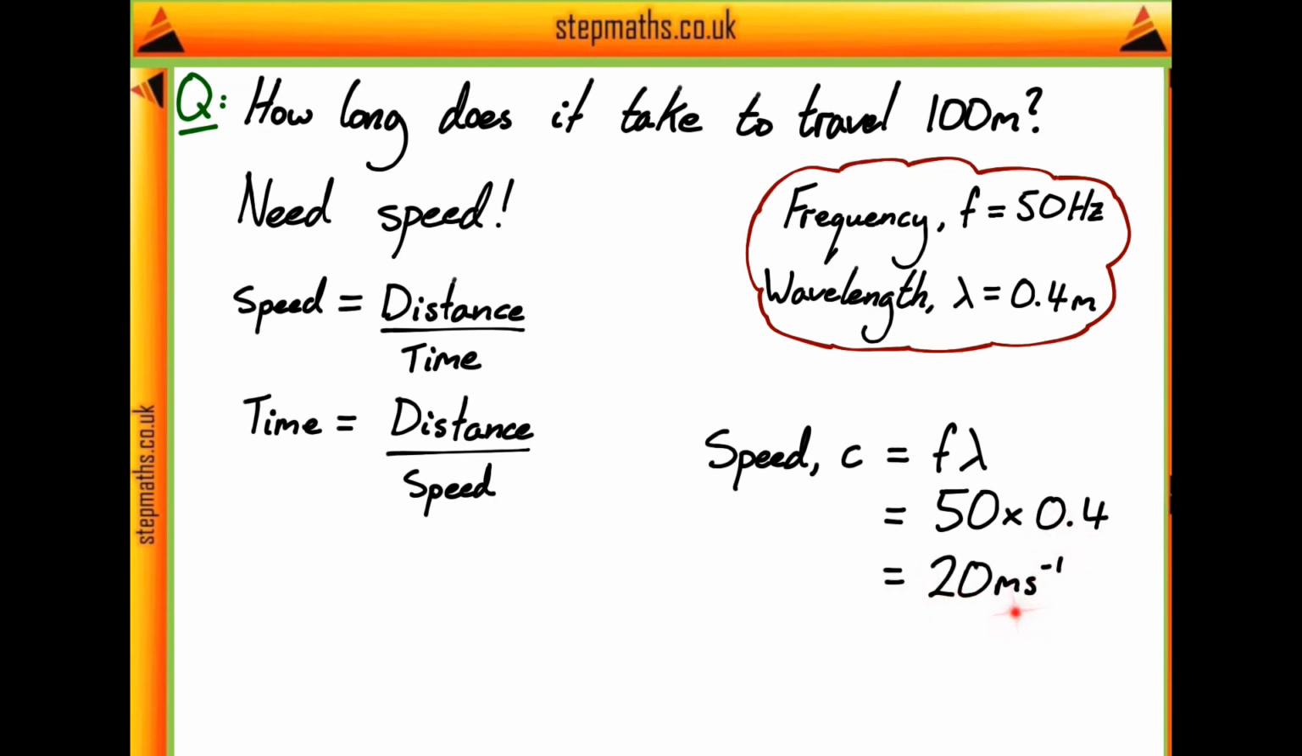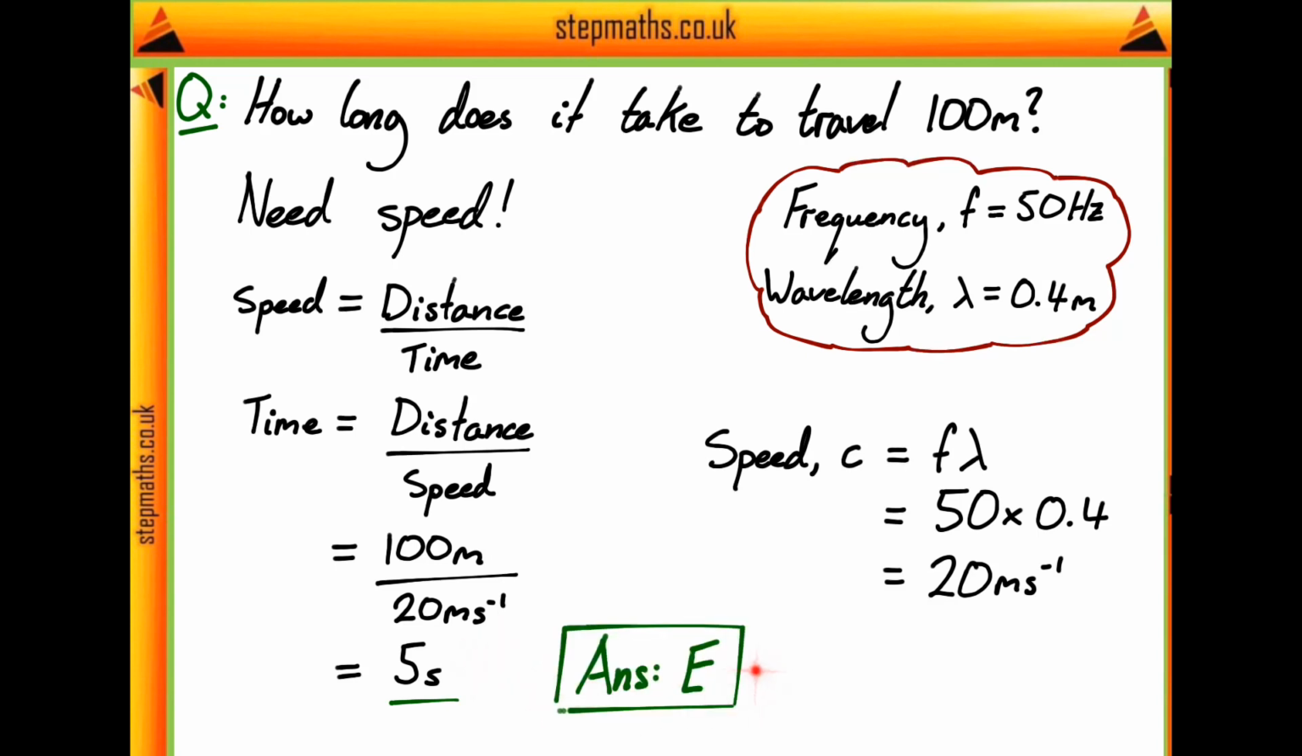So what we can do is just substitute this in so that the time is going to be equal to our 100 meter distance that we're asked about in the question, divided by our 20 meters per second speed. And of course 100 divided by 20 is just going to be 5 seconds. So this is going to be our final answer, how long it takes to travel 100 meters. And it corresponds to answer E given in the question.